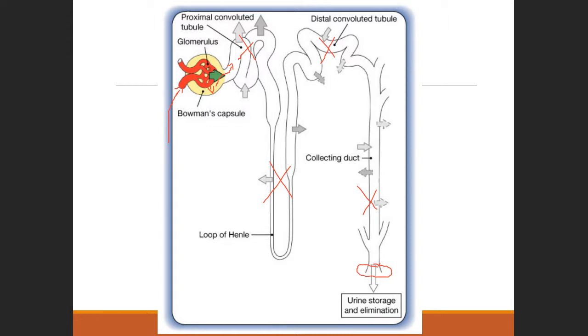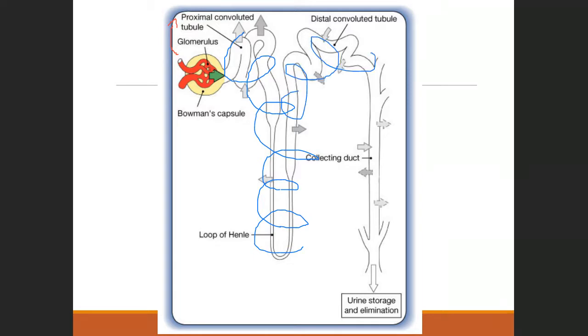Anything that doesn't get filtered at the glomerulus exits the glomerular capillary bed through the efferent arteriole. And from there, it will pass through a network of capillaries that surround the nephron tubule. That's our peritubular capillaries and our vasa recta. Anything reabsorbed from the nephron after it's been filtered and back into the blood is picked up by these capillaries surrounding the nephron tubule.